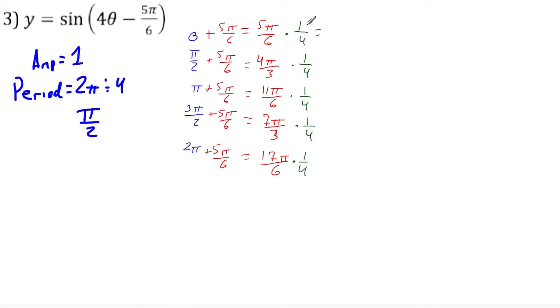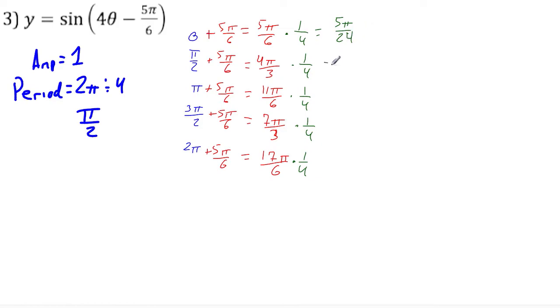And so when I do this, over here, I'm going to get 5 pi over 24. 24, he said. Not 2.4. This is not the most accurate scratch pad. Oh, now this is becoming a comical situation.